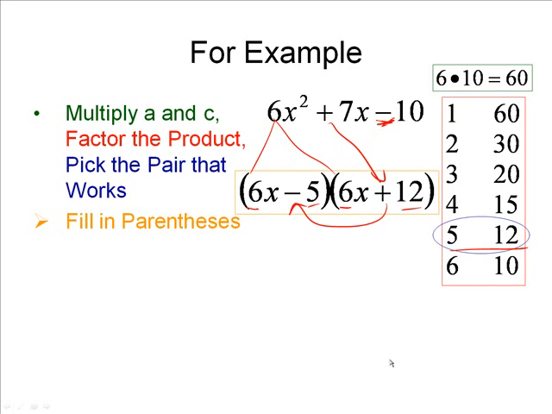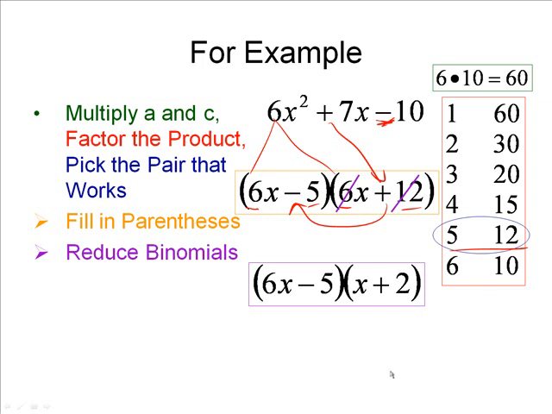Then we're going to reduce any commonality. You should recognize already the commonality of 6 and 12. We can get a common 6 to come out of there. Cross that out, and we get x plus 2 instead of 6x plus 12. And that's it. It's done. We put an extra 6 in, we threw a 6 out, and we're left with 6x minus 5 times x plus 2.